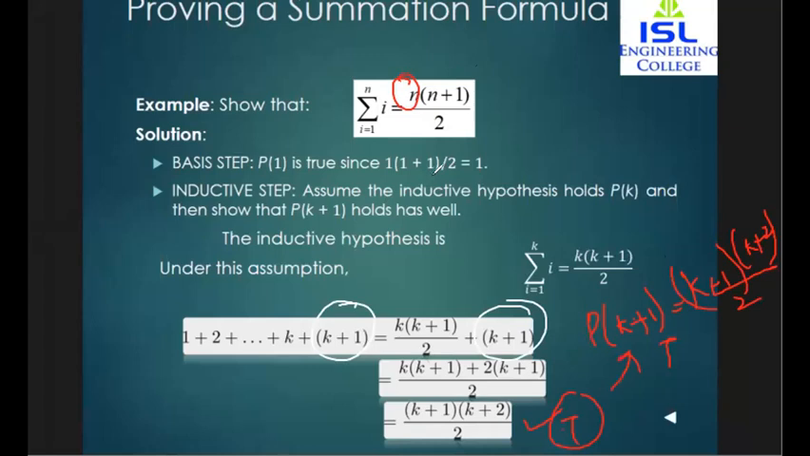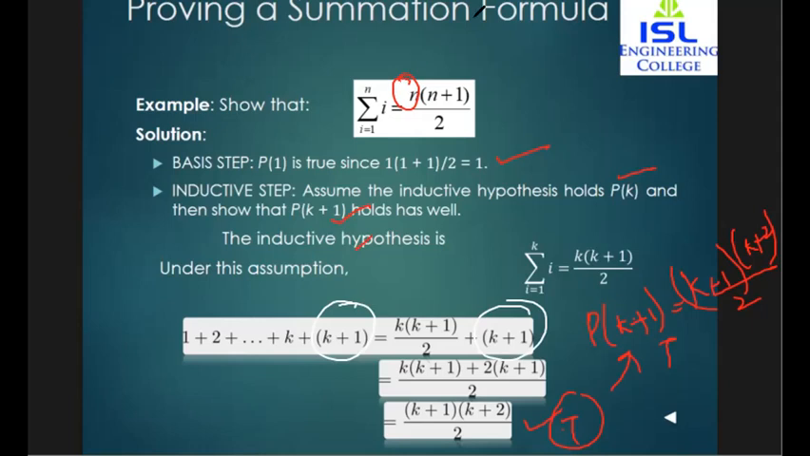So the induction step, that if P of k is true then P of k plus 1 is true, is also correct. Our basis step, P of 1, is true, and our inductive hypothesis is correct too. This proves our mathematical induction for the sum of i from 1 to n being equal to n into n plus 1 by 2. Similarly, you can prove any kind of formula with this.